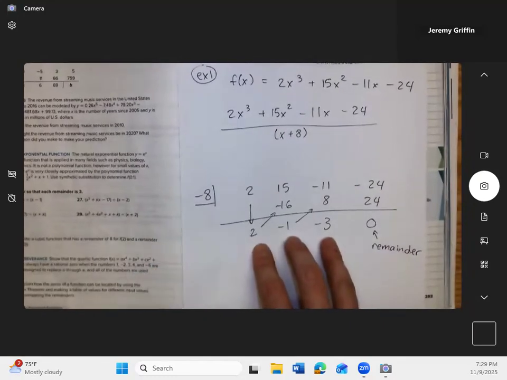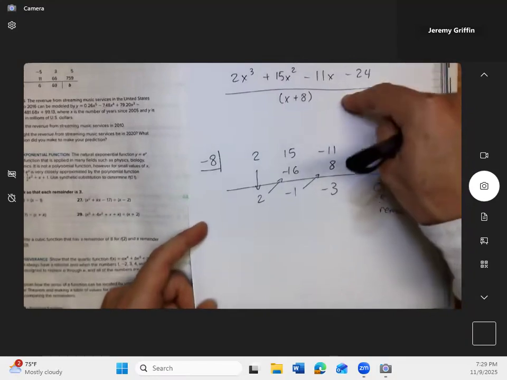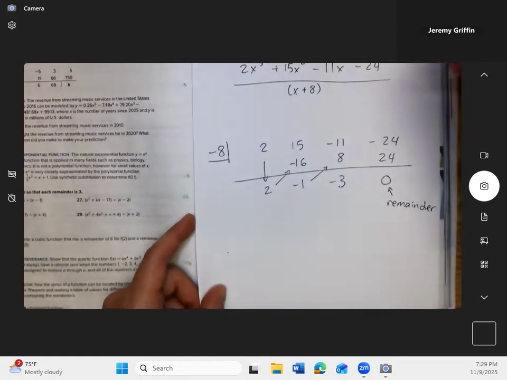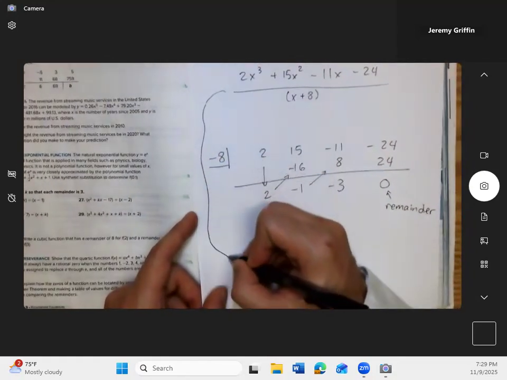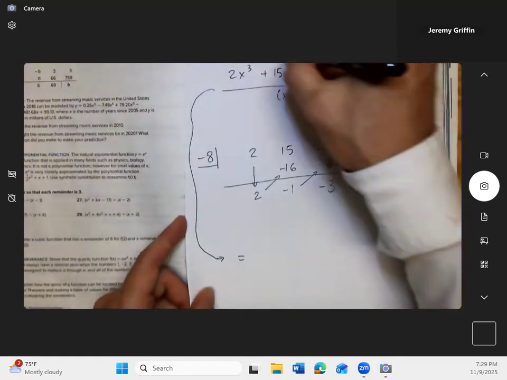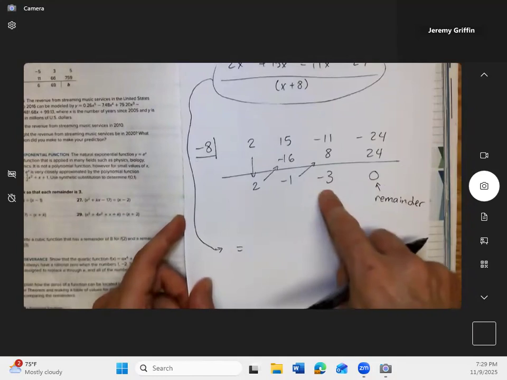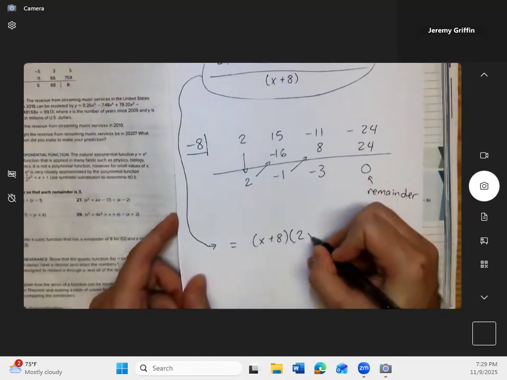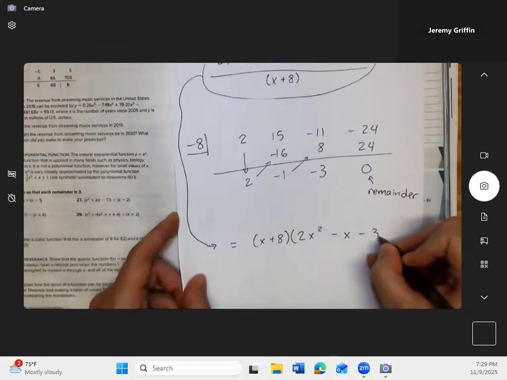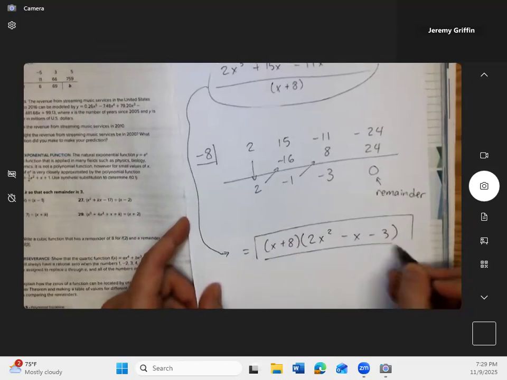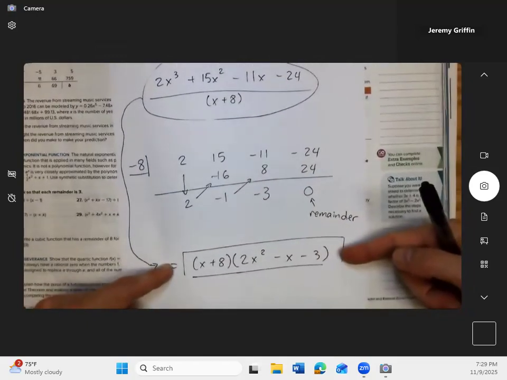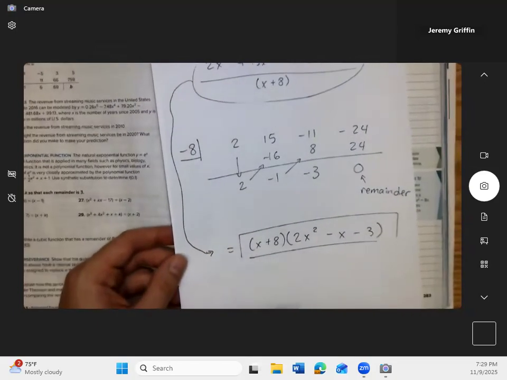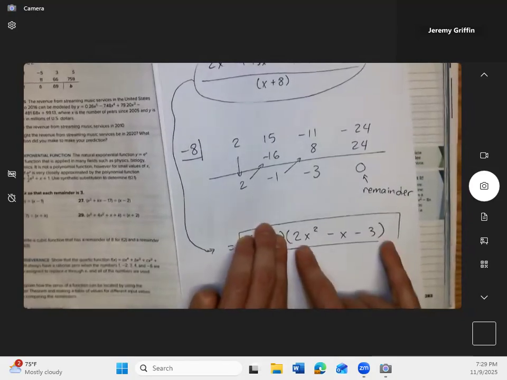Actually, I can interpret what the quotient is going to be too. So this divided by this is equal to, so what is all this right here? It's equal to, well, here's your answer. x plus 8, I just factored out, and then what you have left is 2x squared minus x minus 3. Okay, that's that. If I get rid of this x plus 8, that's what they divide out to.